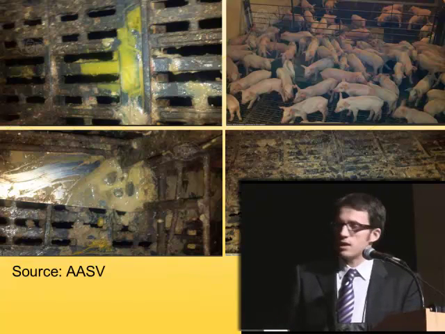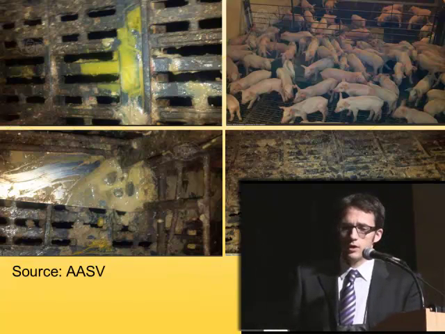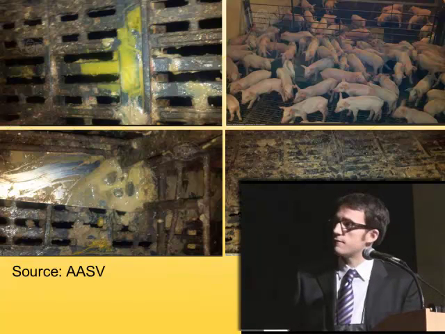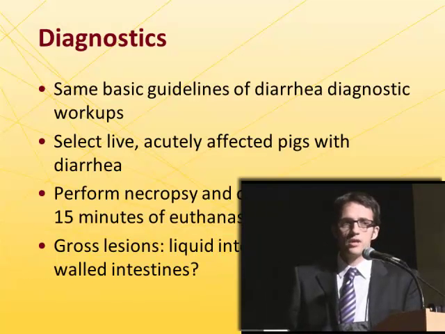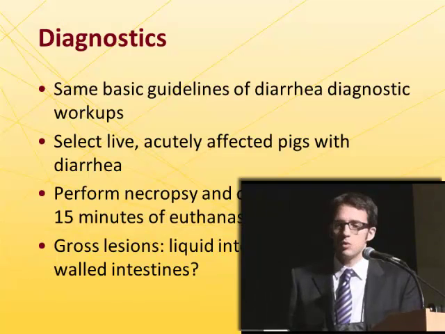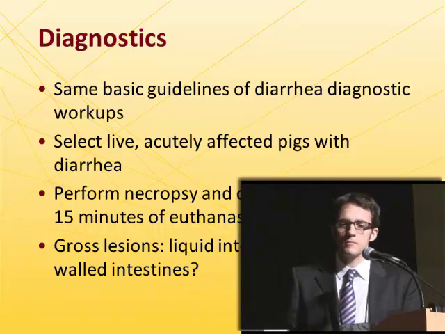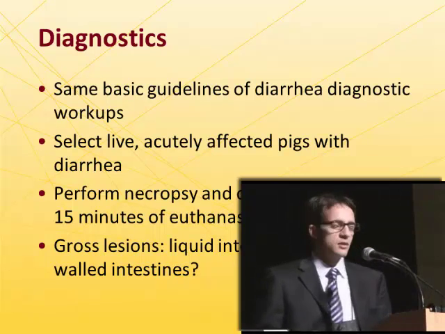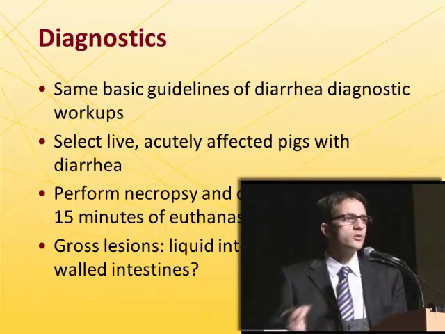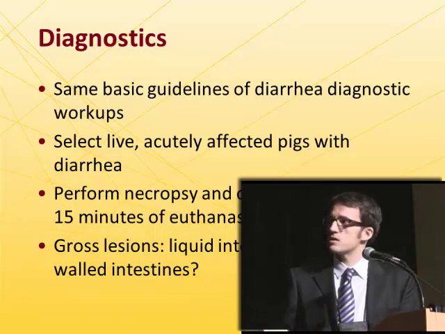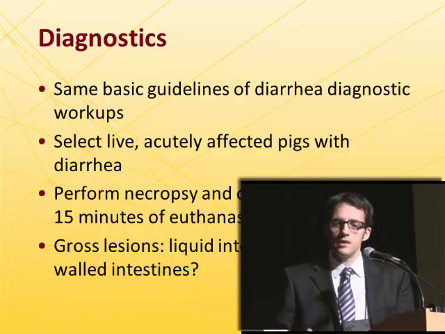So the disease, like we heard, causes very high losses in the farrowing rooms, then in the nursery and finishing. We can see diarrhea, or in some cases in the finishing, we might not see diarrhea. So that's going to complicate the diagnostics a little bit. The good news, though, about diagnostics is that for this disease, we don't need to do anything completely different from what we usually do to diagnose diarrheas. So we have to follow the same basic guidelines that we do for diarrhea.